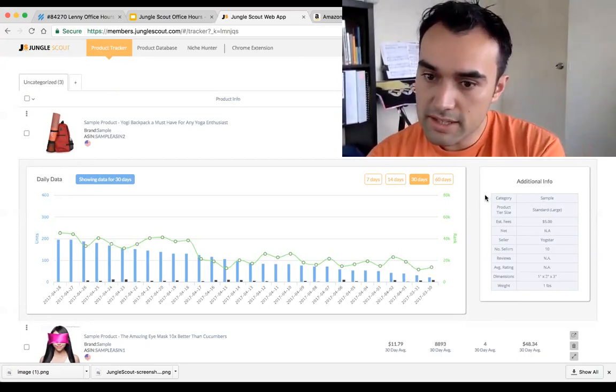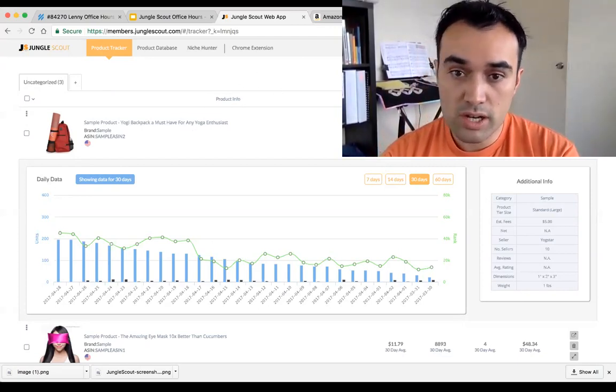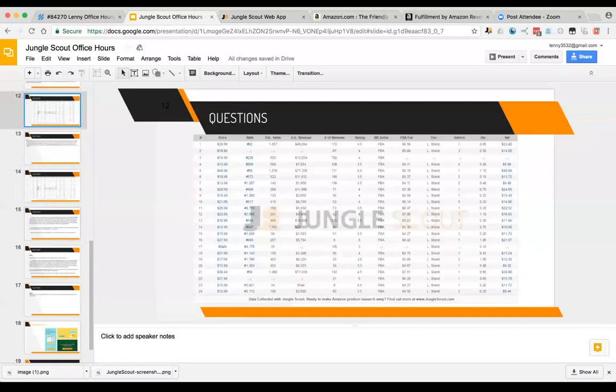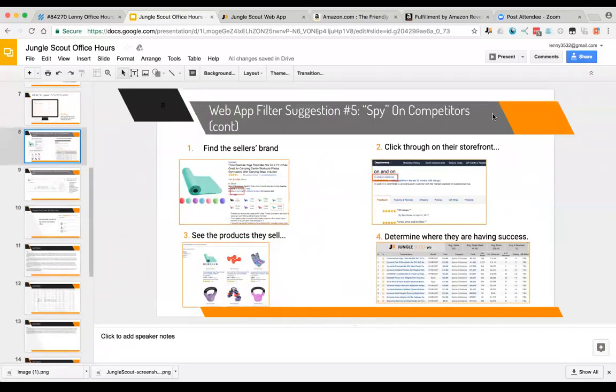Okay, Shrikant asks, can you recap on marketplace arbitrage strategy number 4? Sure, I can do that. I believe that one was looking at your competitors. Okay.